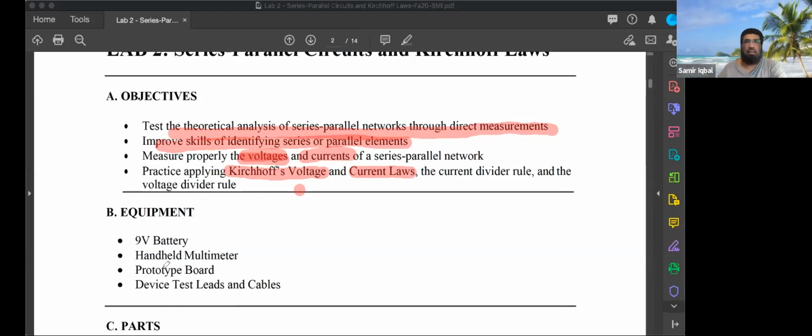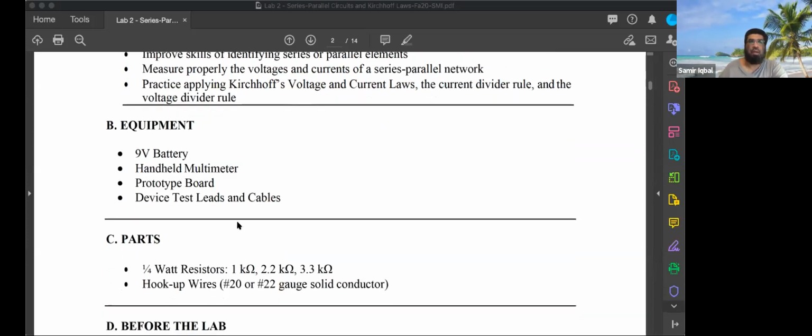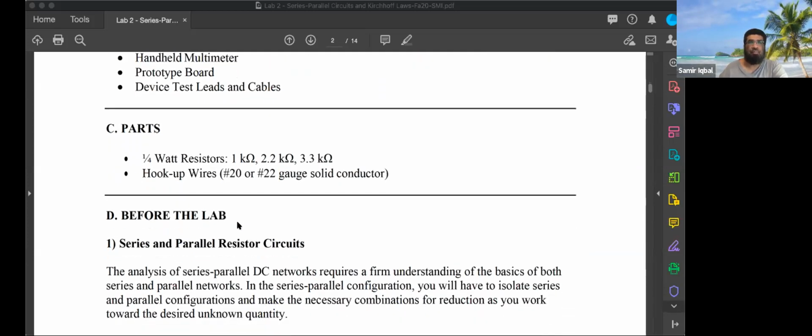All right. So we need 9-volt batteries. We need a handheld multimeter, which you already have, a breadboard, and leads.